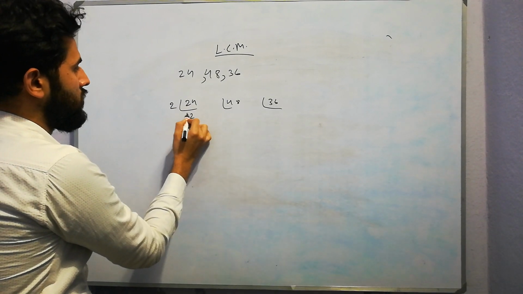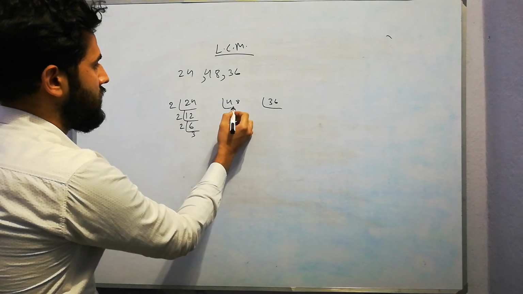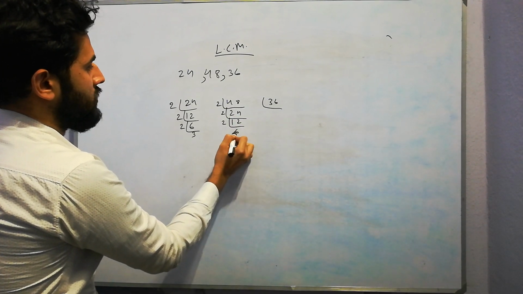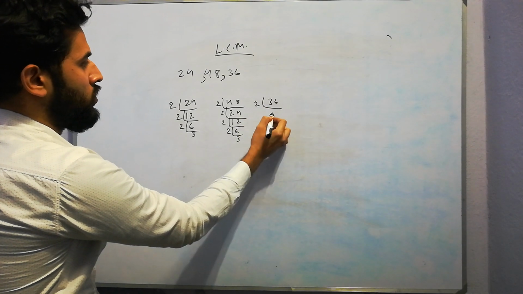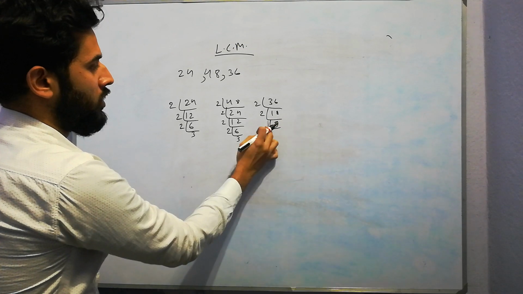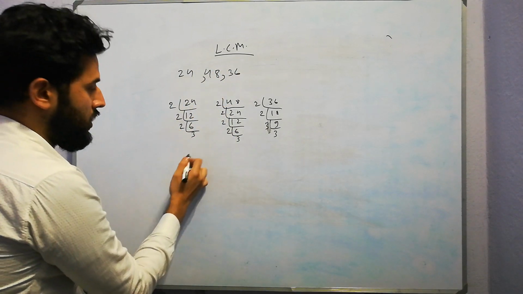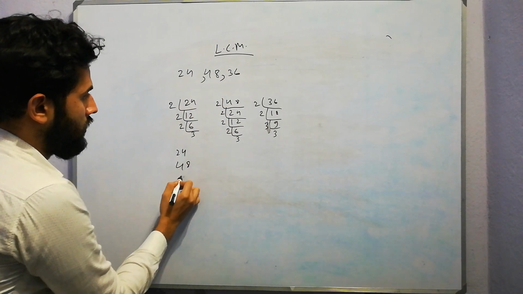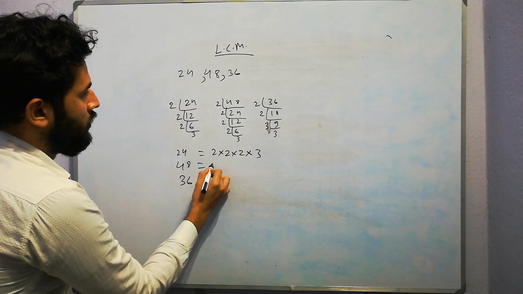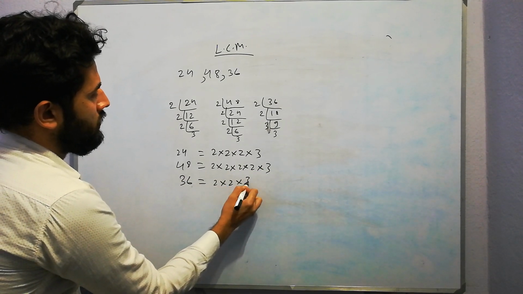2 1s are 2, 2 2s are 4, 2 6s are 12, 2 3s are 6. We stop here because 3 is a prime number. Same thing will be done here. 2 2s are 4, 2 4s are 8, 2 1s are 2, 2 2s are 4, 2 6s are 12, 2 3s are 6. We stop here again. 2 1s are 2, 2 8s are 16, 2 9s are, 2 will not go, that's why 3 3s are 9. So these are the factors of these three numbers. We'll write them down like this: 2 2 2 and 3, then 2 2 2 2 3, then again 2 2 3 3.